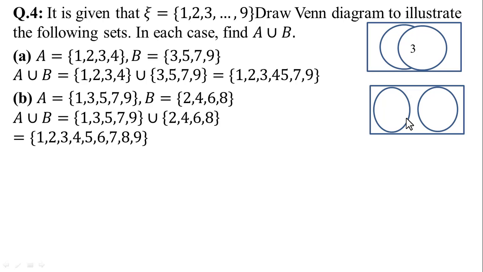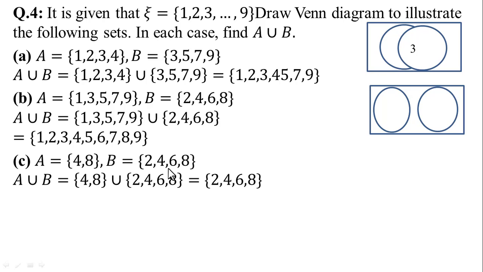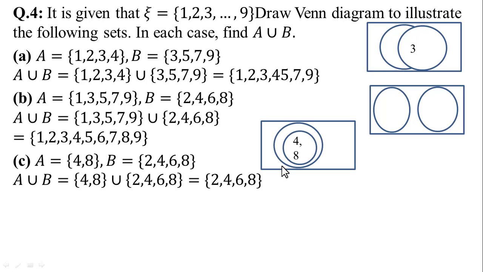so both are separately divided in other parts. Now in the next part, part C, A is equal to 4 and 8 and B is equal to 2, 4, 6 and 8. Here we can see that A is a subset of B. First of all, take the union. Now write all the elements of A and B, that is equal to 2, 4, 6 and 8. Now draw the Venn diagram, then the universal set, and A is contained in B, so 4 and 8 are the common elements.